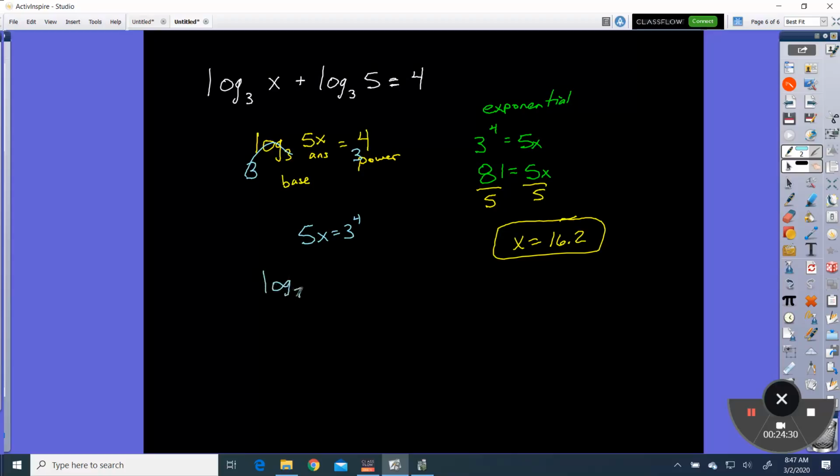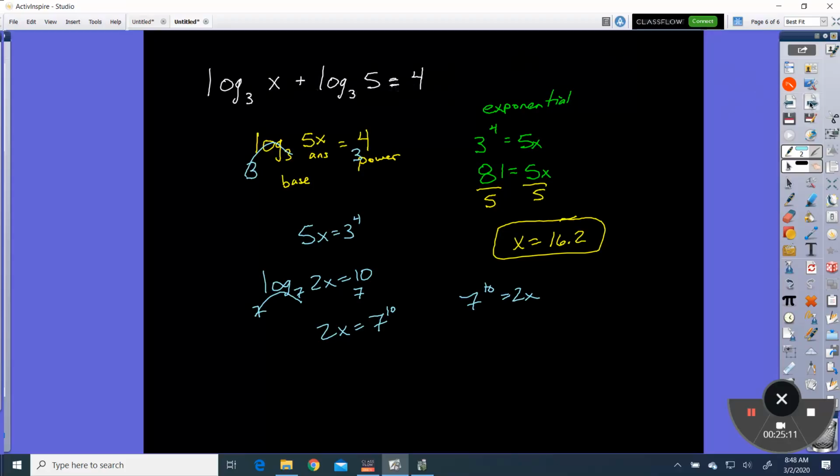So if you had log 7 of 2x equals 10, you could just say, let's put a 7 here and a 7 here. These go away. 2x equals 7 to the 10th, which is a really big number. So that's the idea behind it: 7 is the base, 10 is the power, and 2x is the answer. So that's if it starts as a logarithm.